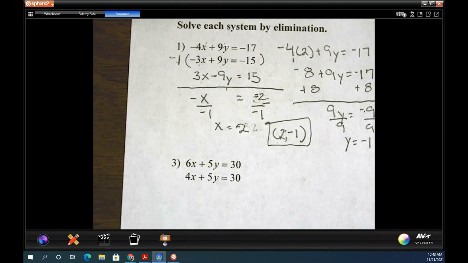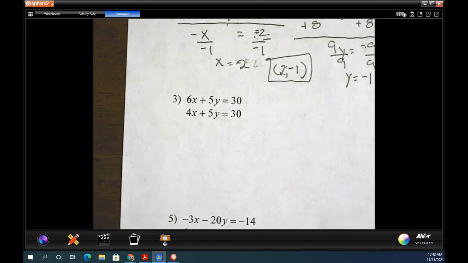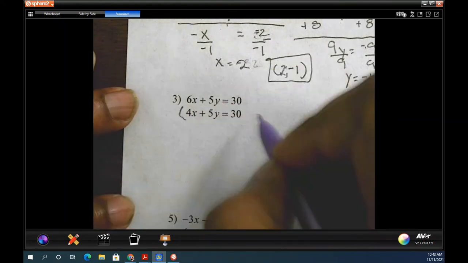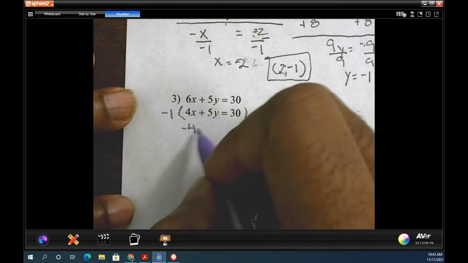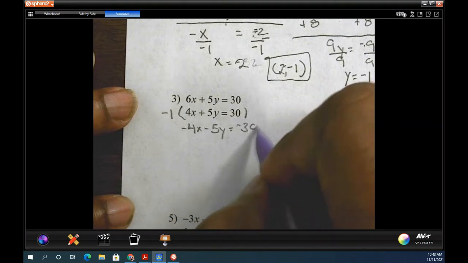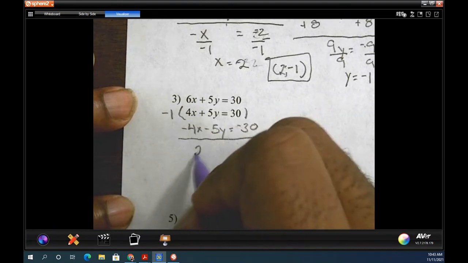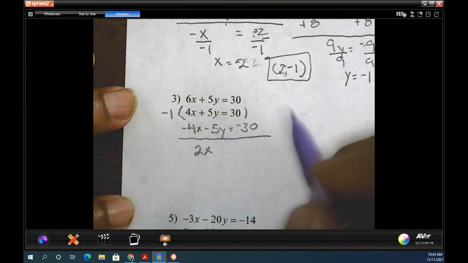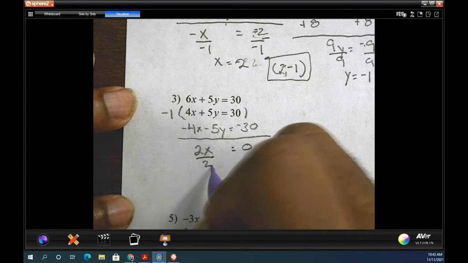Look at this. Number 3. 6x plus 5y is equal to 30. 4x plus 5y is equal to 30. What do we need to multiply by? Yeah, multiply by negative 1. Let's do the bottom again. So that becomes negative 4x minus 5y is equal to negative 30. 6x minus 4x is 2x. 5y minus 5y is 0. 30 minus 30 is 0 too.